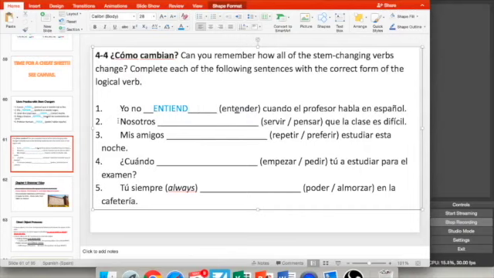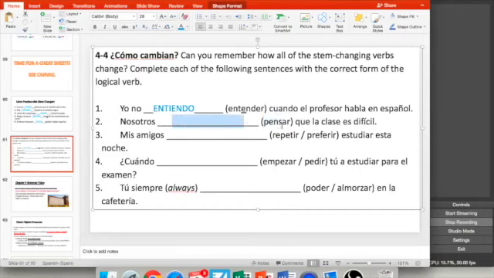We said this was the yo form. I don't understand, so I need to add my yo form ending for an ER verb, which is an O. So I get entiendo. Let's do one more together. Number 2. Nosotros blank, and your options are servir or pensar que la clase es difícil. So we serve that the class is difficult, or we think that the class is difficult. Obviously, we think sounds better, so let's chop out servir.